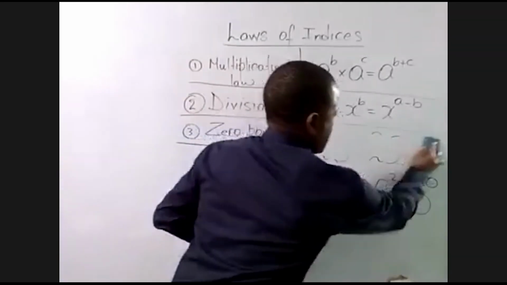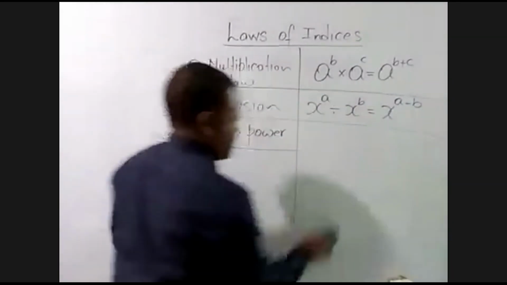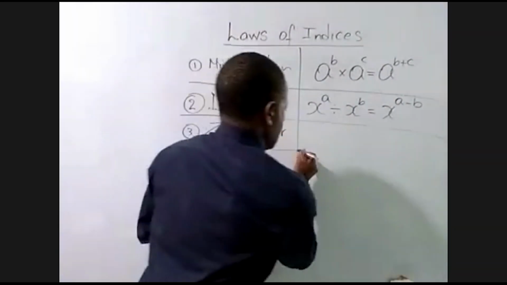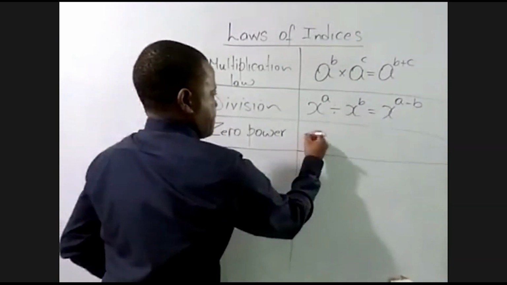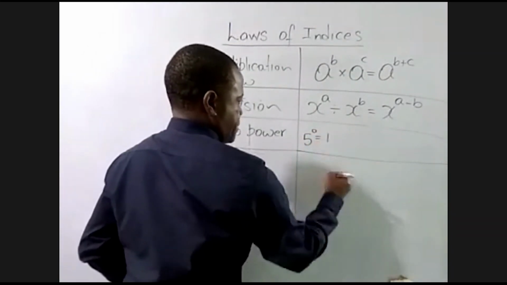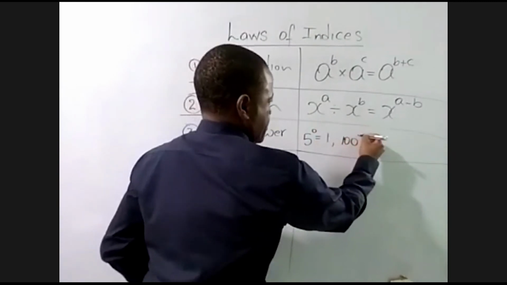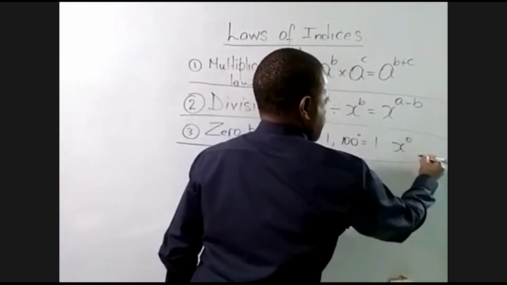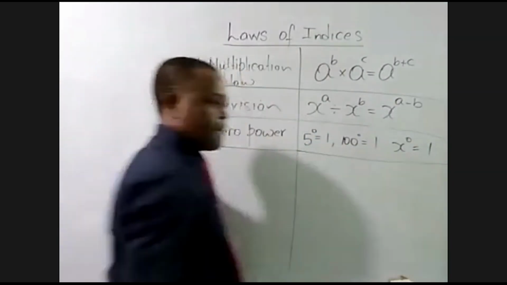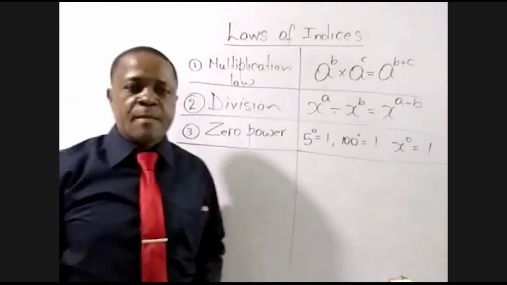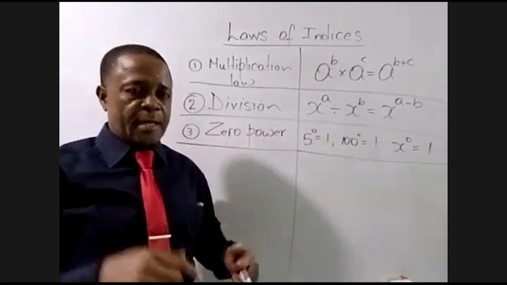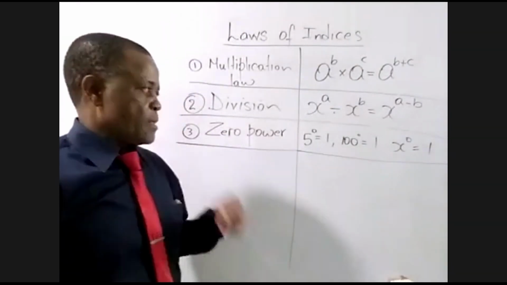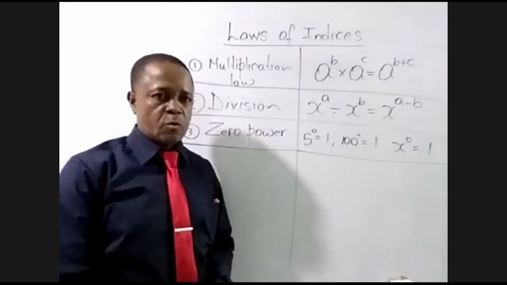So I'll write that down in a symbolic form again for you. It doesn't matter which number. So we say 5 to the 0 is equal to 1. 100 to the 0 is equal to 1. X to the 0 is also equal to 1. So those are in symbolic form. You can actually write down the sentence form for those rules.